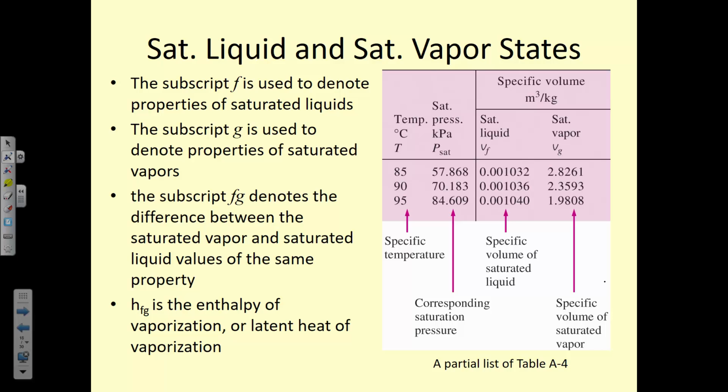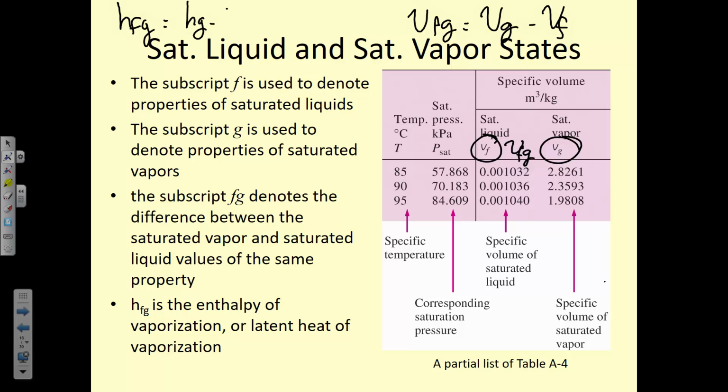So in the tables, we only have V sub F and V sub G. The tables don't give us V sub FG, but V sub FG is just equal to V sub G minus V sub F. And the same goes for any other property values, so like H sub FG is just H sub G minus H sub F. So as you're looking in the book, be able to understand and recognize the difference between those property subscripts and what they physically mean.